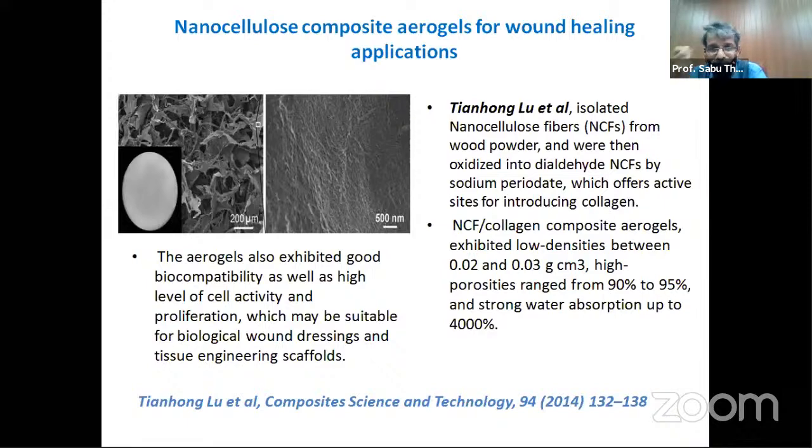Nanocellulose collagen composite was made, extremely light. This is very biocompatible because you have collagen there. And Professor Lu said this is an excellent material for wound dressing. A wound could be dressed using this material, and you have excellent tissue growth, tissue regeneration, angiogenesis.